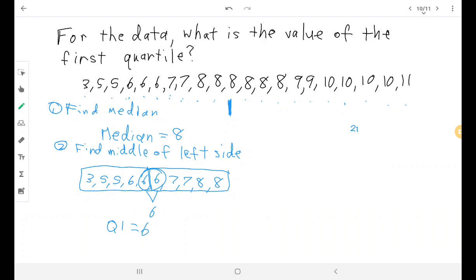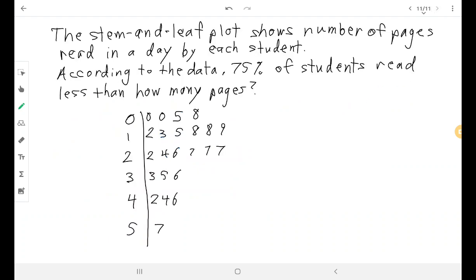And let's move on to what's going to be our last problem, okay? So here we've got a stem and leaf plot showing the number of pages read in a day by each student. According to the data, 75% of students read less than how many pages? Okay, 75%.